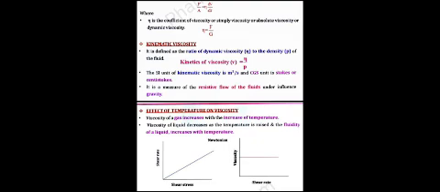Shear stress F/A = η dv/dr, where η is the coefficient of viscosity, or simply viscosity, or absolute viscosity, or dynamic viscosity. Now kinematic viscosity. It is defined as the ratio of dynamic viscosity, η, to the density, ρ, of the fluid: ν = η/ρ. The SI unit of kinematic viscosity is m²/s, and the CGS unit is stokes or centistokes. It is a measure of the resistive flow of fluids under the influence of gravity.